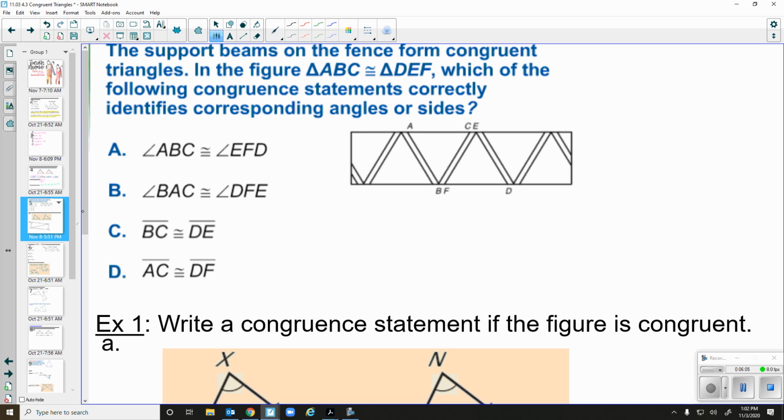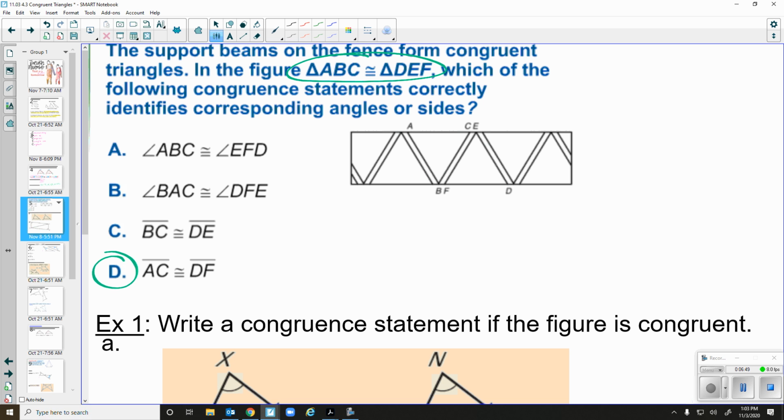Looking at that first one, we have a beam supporting a fence, and they're congruent triangles. This is our congruency statement: triangle ABC is congruent to triangle DEF. Which of the congruency statements is correct? We have all these different options, A, B, C, and D. Which one correctly corresponds with our angles or sides? I'll give y'all a minute to look at it. Did y'all use the statement from the paragraph, or did you use the picture? Use both, it's up to you.